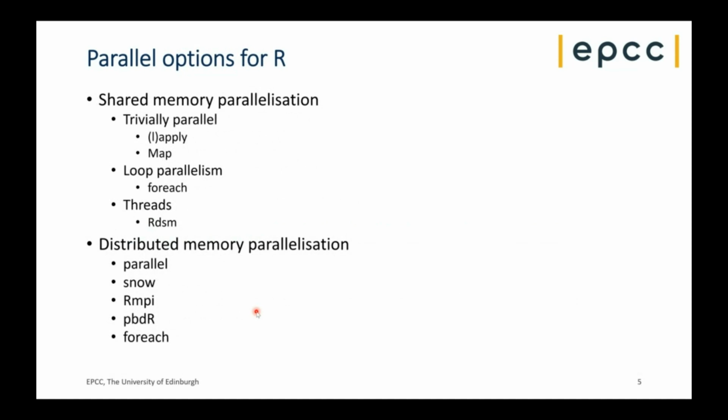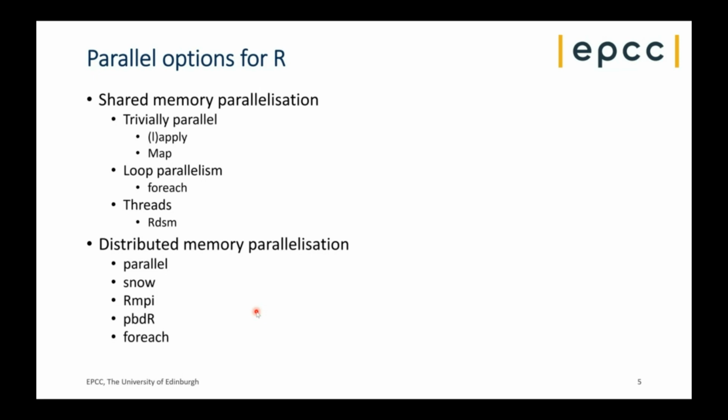So we can look at shared memory parallelism, so things within a single node, parallelizing up to 128 cores. We can also look at distributed memory parallelism to go across multiple nodes. In R, there are things which you could class as trivially parallel. Can I apply the same function or the same operation to lots of data independently? There we can use the apply functions, lapply, sapply, papply, which are built into the core R language, or the map function, which does a similar kind of thing.